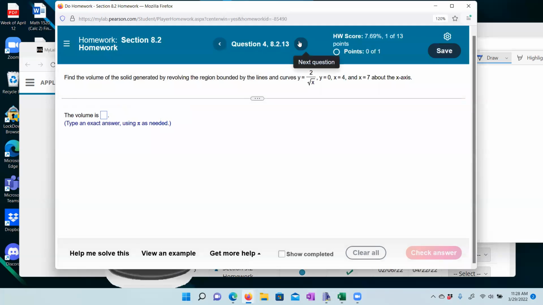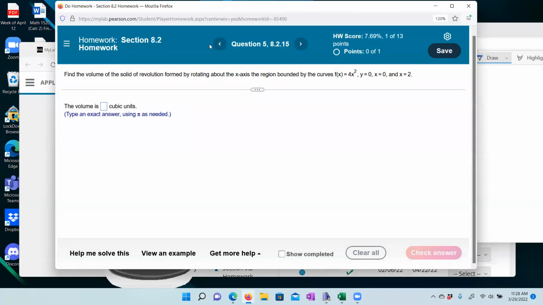All right. Oh, we can do this one. This one looks fine.